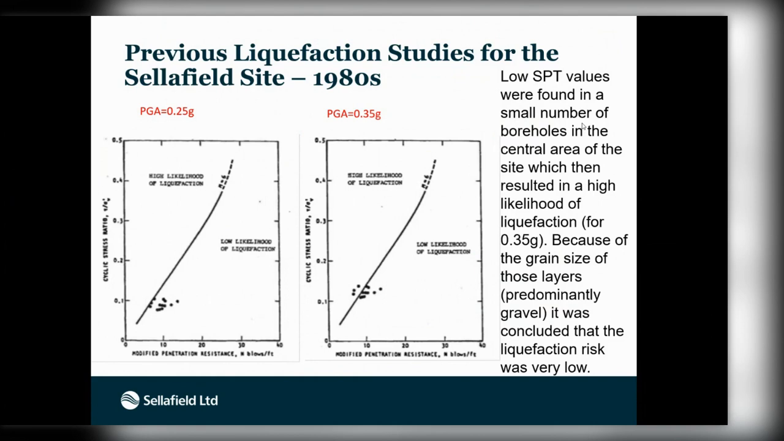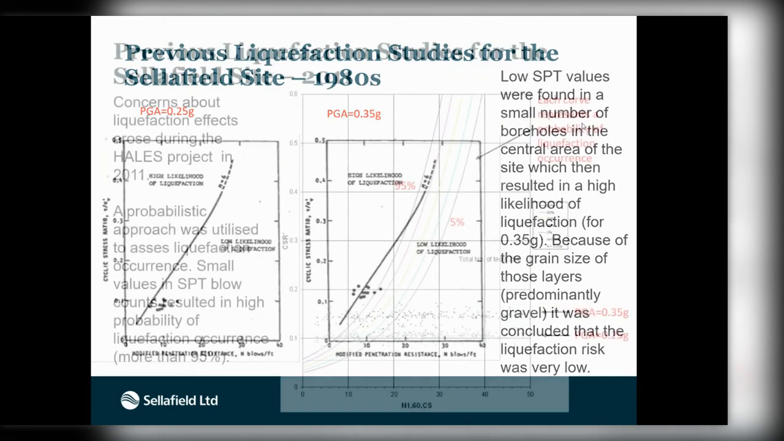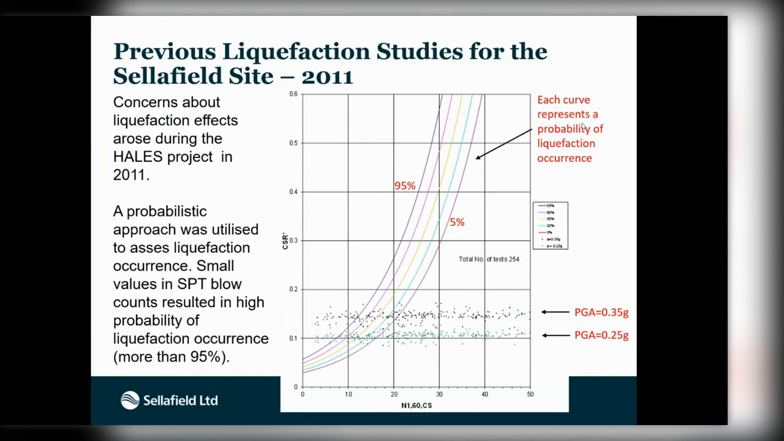So these were the charts that were used back in the 80s, which are not very different to the charts we use today. In 2011, another assessment was carried out for the same area of the site, using some more updated formulations, and they came to the same conclusion. There were layers which resulted in a high probability of liquefaction occurrence. But because these were only a few layers, it was concluded that the risk of damage caused by liquefaction was very low.